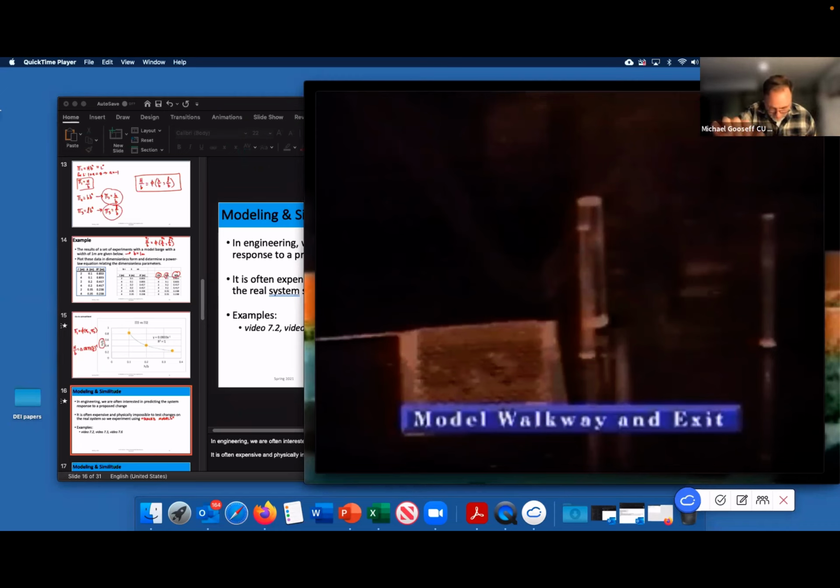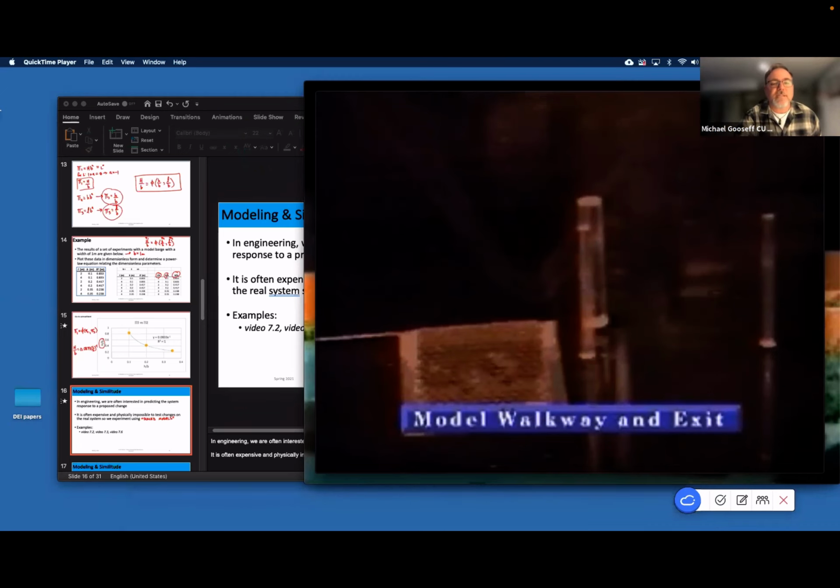All right, finally, the last one I want to show you is 7.6. So let me pull that one up. Where did my cursor go? There it is.